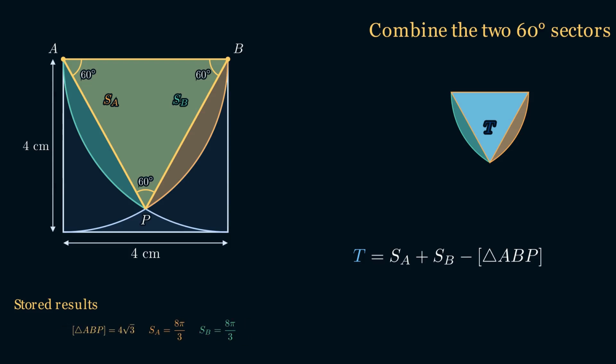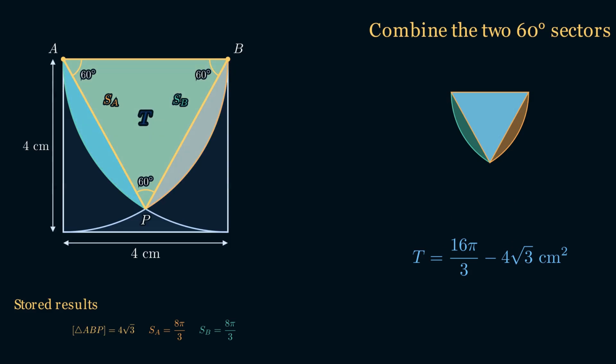Substituting the stored values, T equals 8 pi over 3 plus 8 pi over 3 minus 4 root 3. Therefore, T equals 16 pi over 3 minus 4 root 3 square centimeters. Keep this value for the quarter circle calculation.